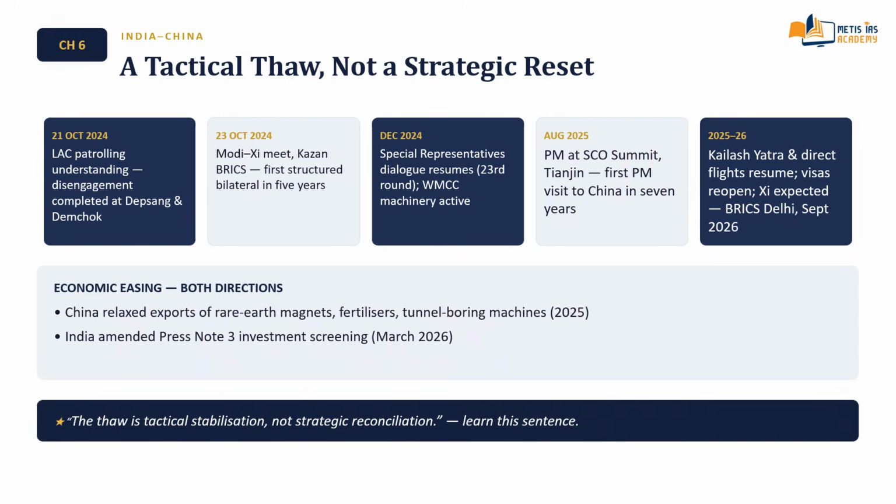On 22nd April 2025, terrorists attacked civilians at Pahalgam in Jammu and Kashmir, killing 26 people, most of them tourists. The attack was carried out by The Resistance Front, a proxy of the Pakistan-based Lashkar-e-Taiba.